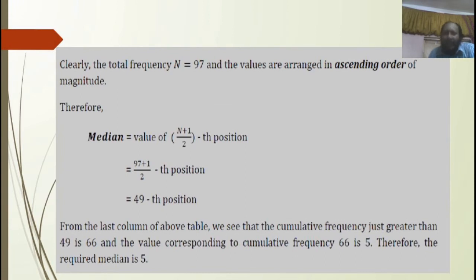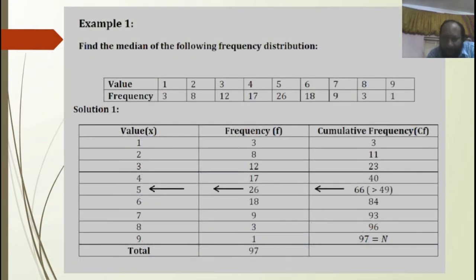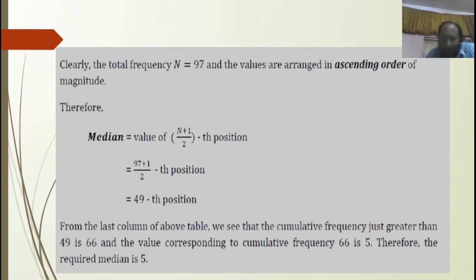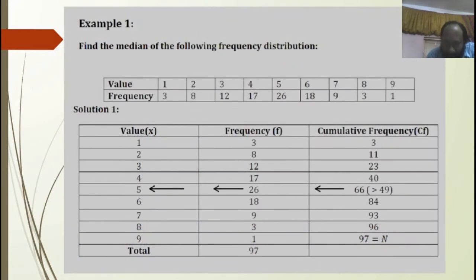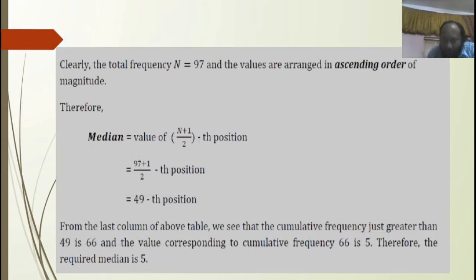So the total frequency n is equal to 97 and the values are arranged in ascending order of magnitude. Median is equal to the value of (n plus 1) by 2th position, which is (97 plus 1) by 2th position, equal to the 49th position. From the last column of the above table, we see that the cumulative frequency just greater than 49 is 66 and the value corresponding to cumulative frequency 66 is 5. So the required median is 5.